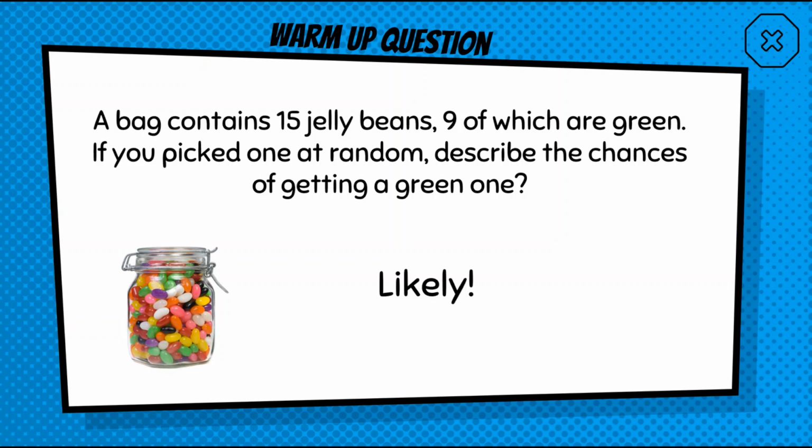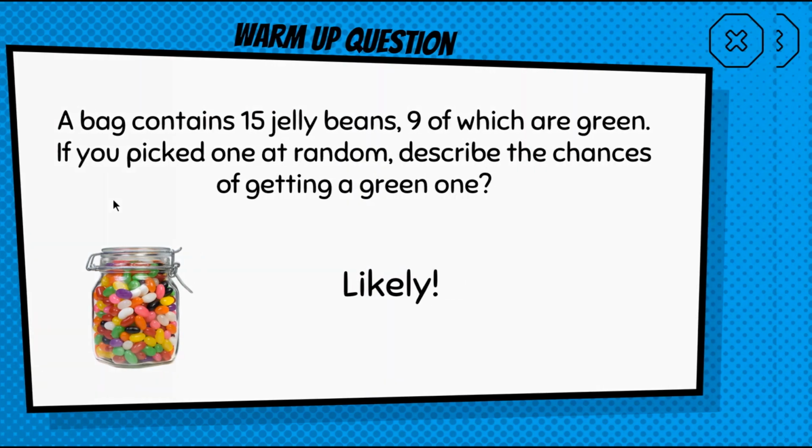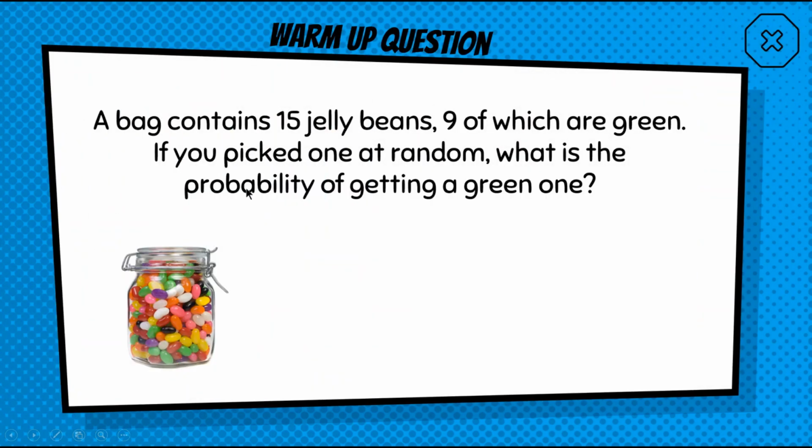All right. So that is us describing the chances using the English language. We can get a better answer for this using mathematics. I'm just going to slightly alter the question. So instead of describing the chances, we are finding the probability. Okay, what is the probability? So the probability is going to be a number, a fraction or a decimal or a percentage that's going to mathematically represent the chances of us pulling out a green jelly bean from this 15 jelly bean bag.